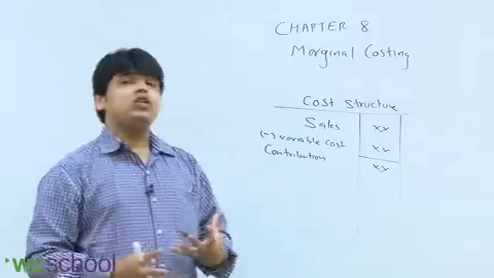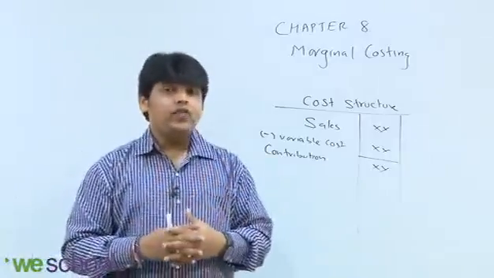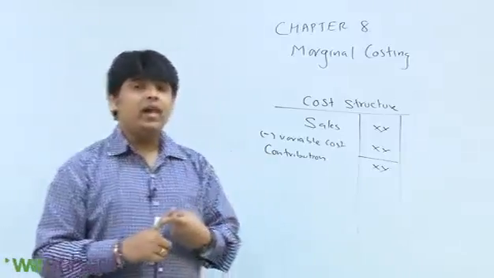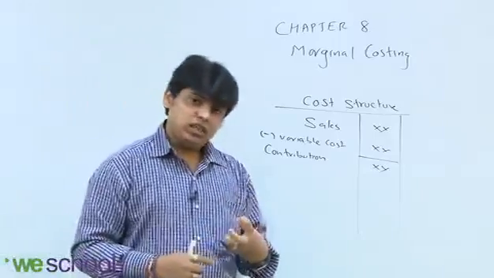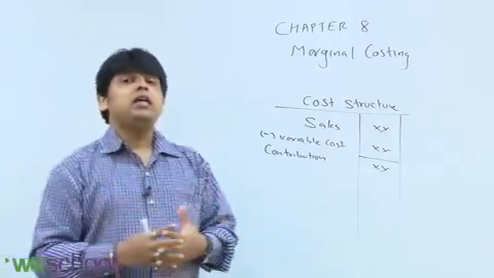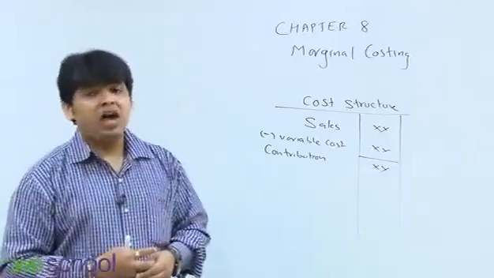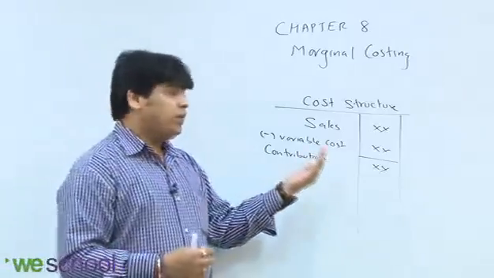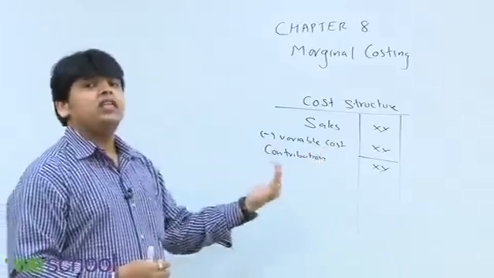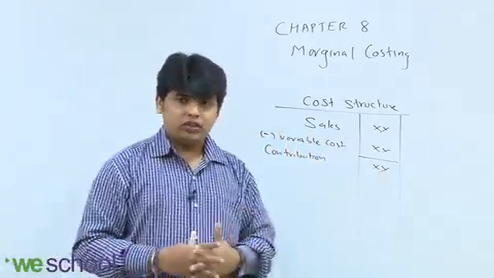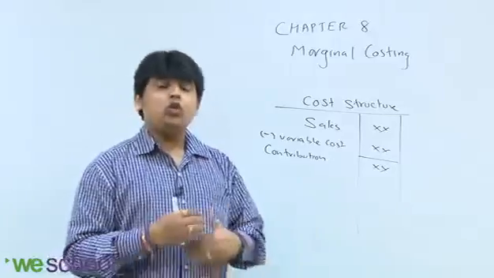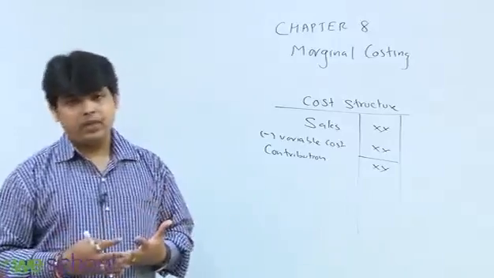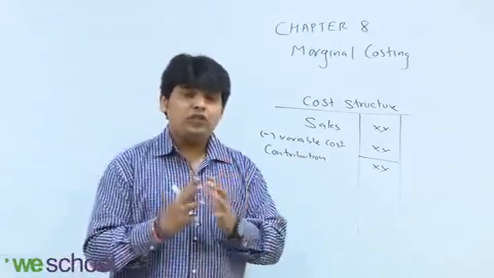So marginal costing is nothing but an accounting system in which expenses are classified into two, variable and fixed. The cost is classified on the basis of behavior, and on the basis of behavior, they are classified as variable cost and fixed cost. So what is the marginal costing system? It is an accounting system, right? Acha. What is the feature of marginal costing?